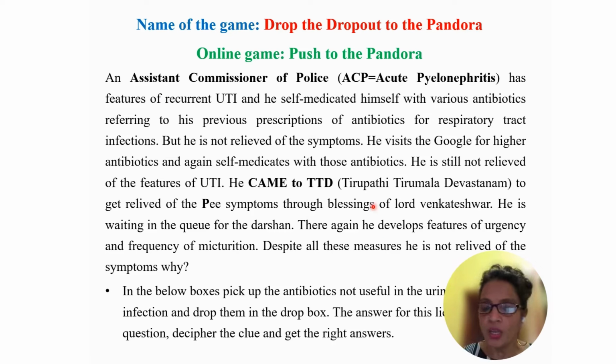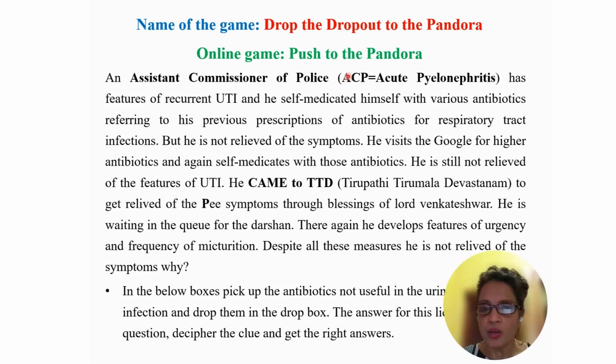Now, I have another puzzle called Drop the Dropout to the Pandora. Till now, I have been telling you the various choice of antibiotics that can be used empirically. And when you are treating especially the upper urinary tract infection, it's mandatory to send the urine sample for culture and then start the patient on empirical antibiotics. And once you have the culture sensitivity report in your hand, based on the sensitivity, you may escalate or de-escalate.